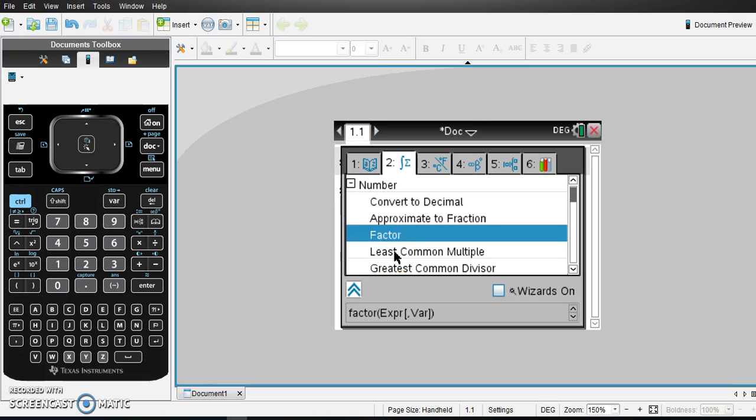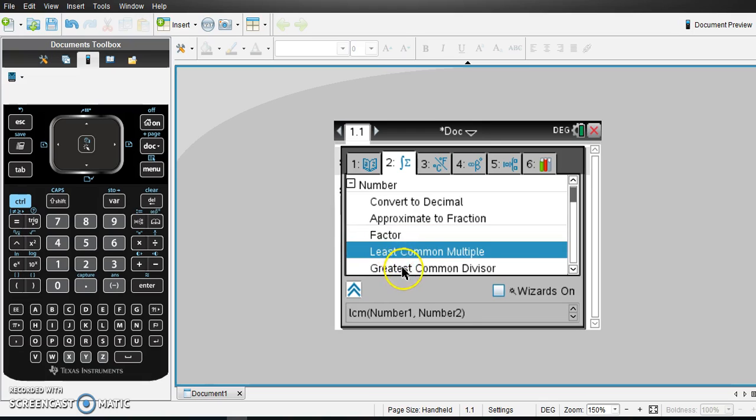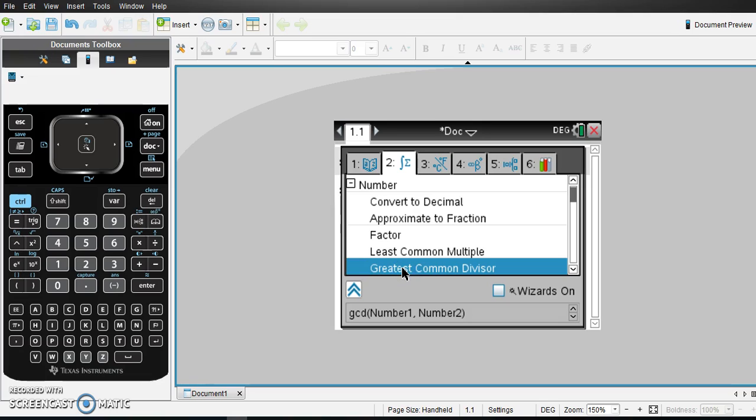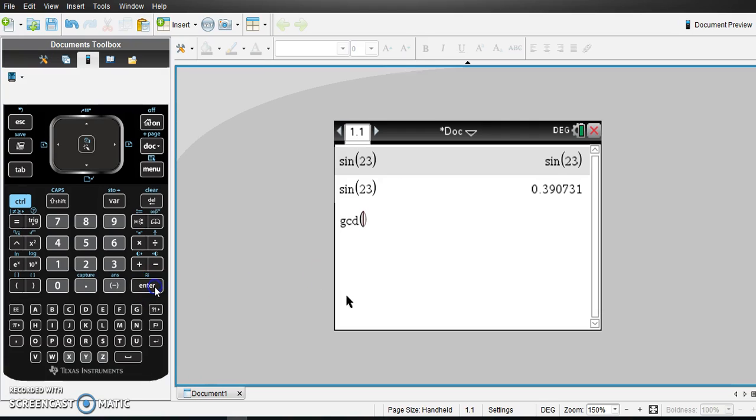You can factorize things. You can find the least common multiple and the greatest common divisor. You'll notice that these two require 2 numbers, as you would probably expect. So if we wanted to find the greatest common divisor of 12 and 34, the calculator can do that for us without us actually figuring anything out ourselves.